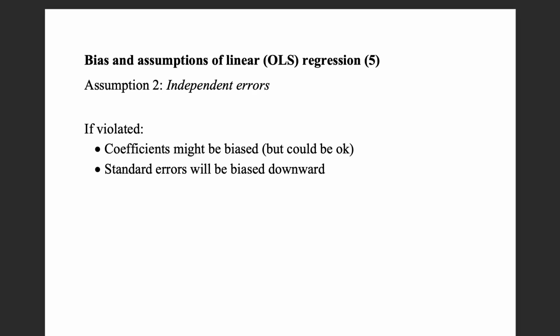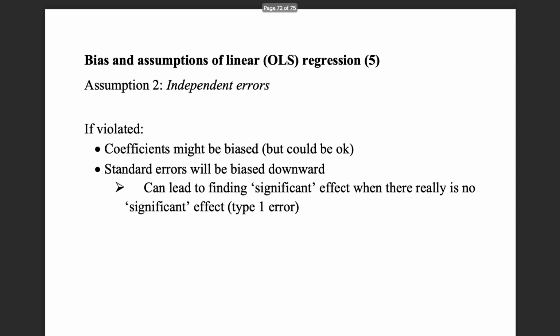Now stop, pause and think. What would be the consequence of having standard errors that are too small? Yes, some of you hopefully figured this out by yourselves already. If your standard errors are too small, that means that you are going to have a larger risk of finding a significant effect when there really isn't one. So rejecting your null hypothesis when in fact you shouldn't be rejecting it, because there really isn't an effect.